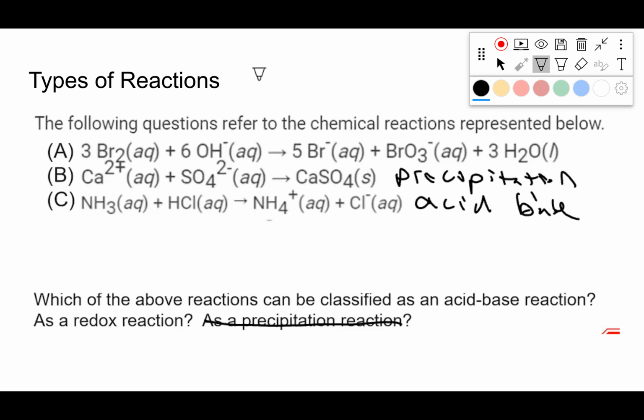Let's label our acid, base, conjugate acid, and conjugate base. The acid is the thing that donates hydrogen from my reactant side. So this has to be my acid, which means this has to be my base.